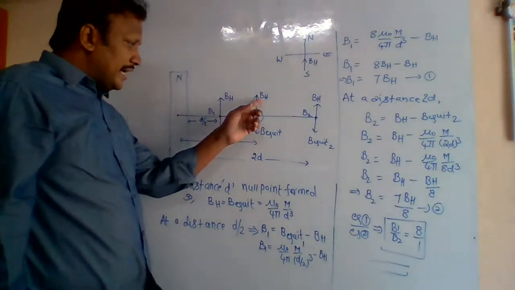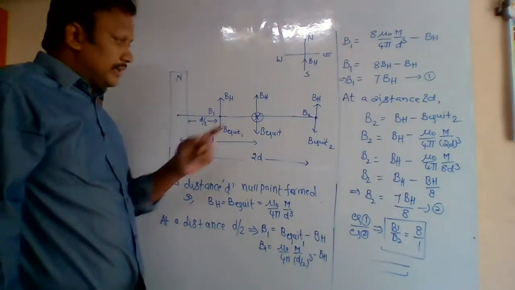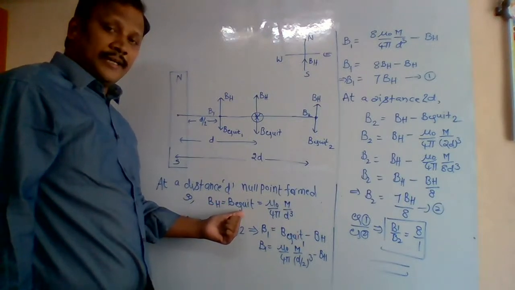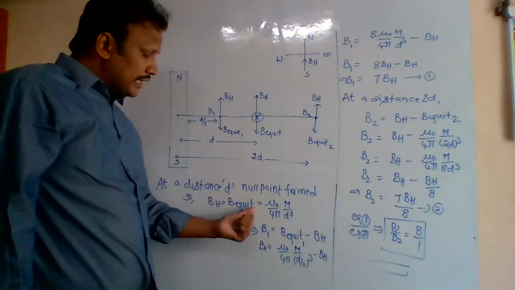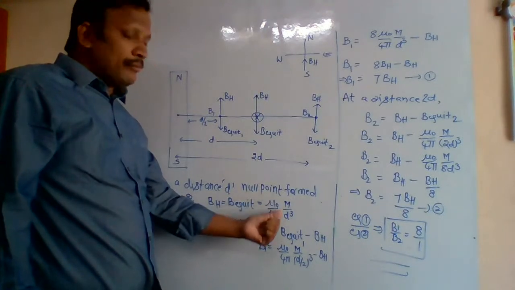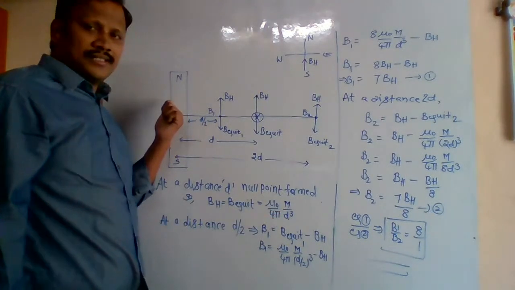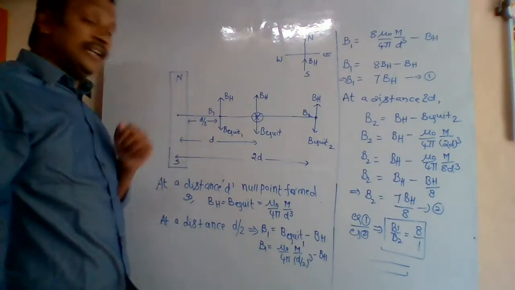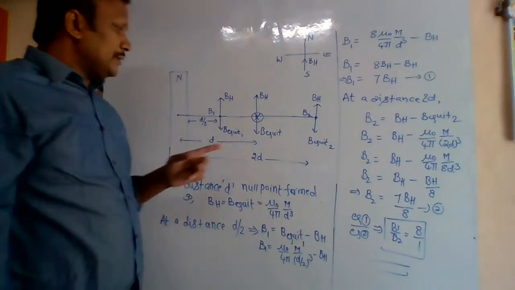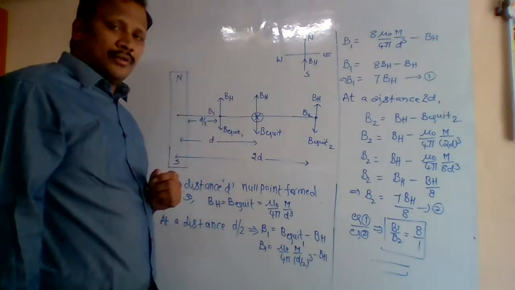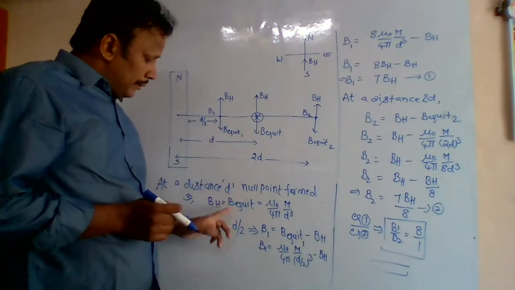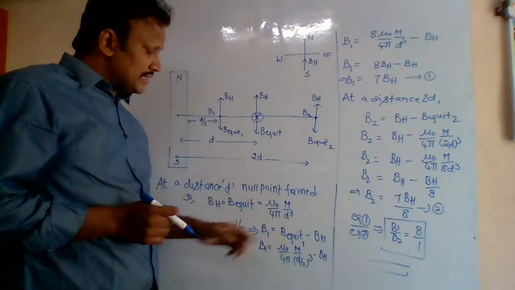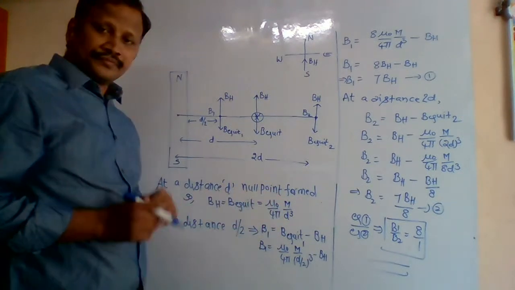In that arrangement, BH is balanced by B equatorial. At that null point, BH is equal to B equatorial. Is it clear? But what is the formula of B equatorial? Mu naught by 4 pi into M by d cube. M is the magnetic moment of the given bar magnet, and d is the null distance. At this point BH is balanced by B equatorial, that means both are equal. So BH is equal to B equatorial, which is mu naught by 4 pi into M by d cube.